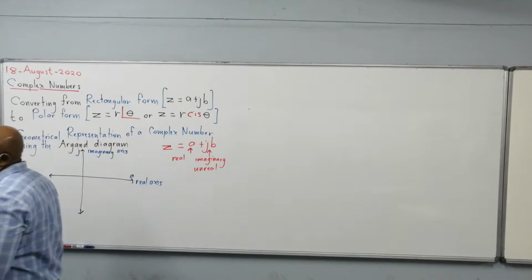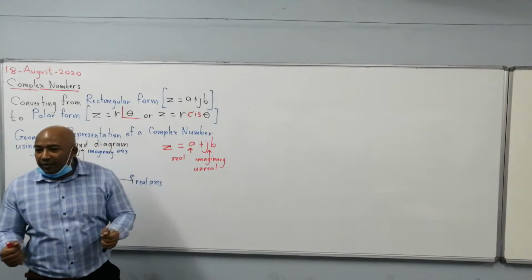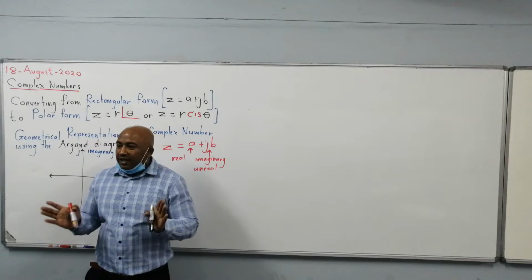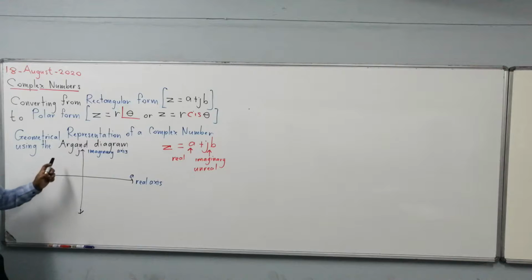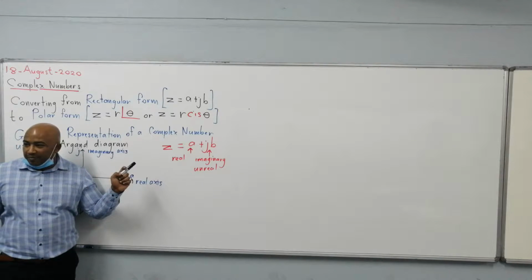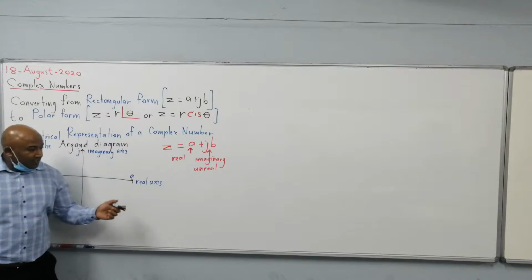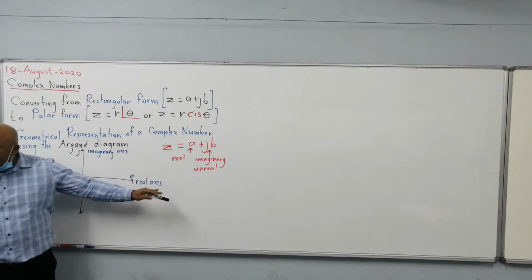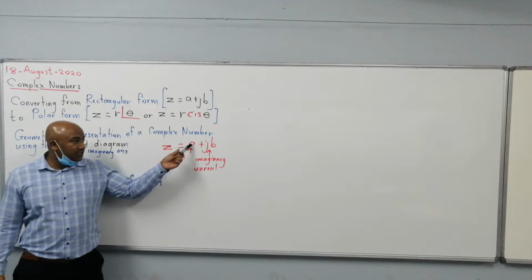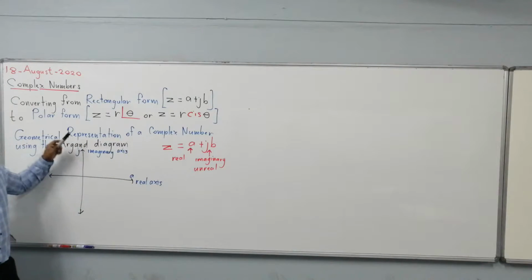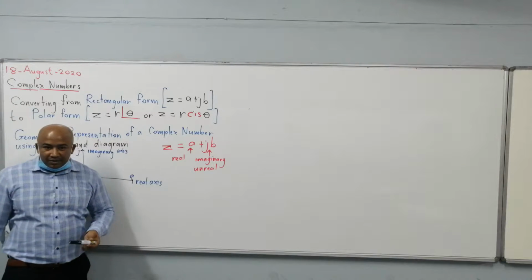So now we can represent this just like how we represent coordinates on the xy axis, the Cartesian plane. We can represent this now on something called the Argand diagram. If you look at this, it's similar to an xy axis, but now the x-axis is called the real axis. So we will plot the real component on the x-axis, and the y-axis is now the imaginary component, or the unreal part.